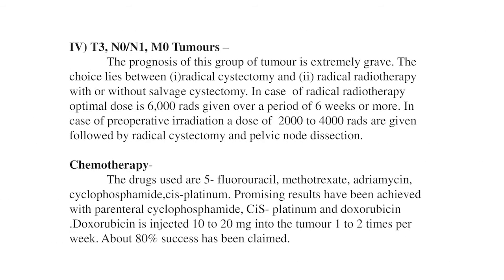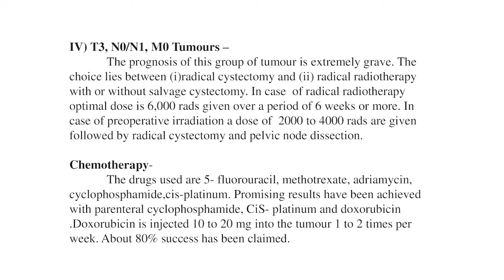And for the stage 4, that is the T3, N0 or N1 and M0 tumors, the prognosis of this group of tumors is extremely grave. The choice lies between radical cystectomy and radical radiotherapy, with or without salvage cystectomy. In case of radical radiotherapy, the optimal dose is 6000 rads given over a period of 6 weeks or more. In case of preoperative irradiation, a dose of 2000 to 4000 rads is given, followed by radical cystectomy and pelvic node dissection.